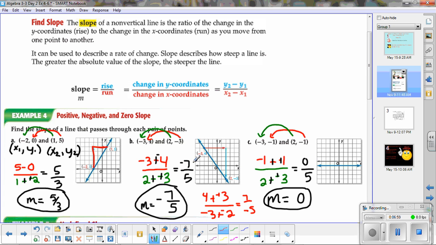As long as you only have one positive and one negative, the slope is going to be negative because a positive divided by a negative is negative, and a negative divided by a positive is also negative. If for some reason you had two negatives, if you had a negative in the numerator and in the denominator, then your slope would be positive because a negative divided by a negative is positive.